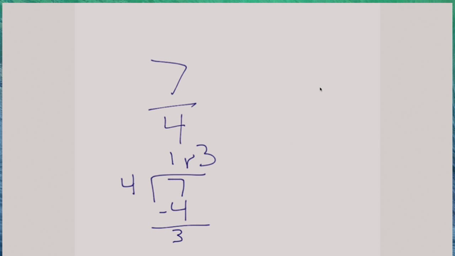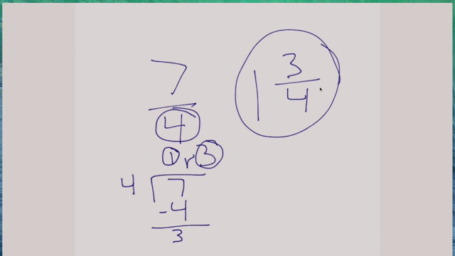Now we move to the next step. We take the answer from our division, and that becomes our new whole number. We take the remainder and make that the numerator of our new fraction. And we keep the denominator the same. And we end up with 1 and 3/4 as our new mixed number. Let's go ahead and try another. Let's go with 27/6.